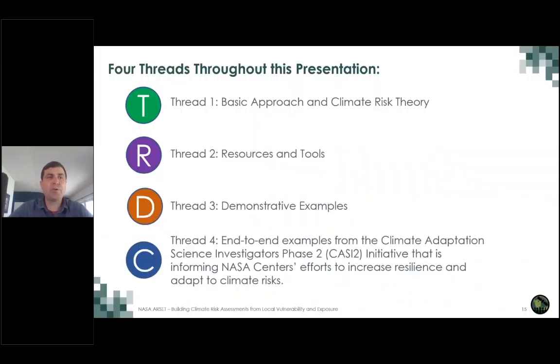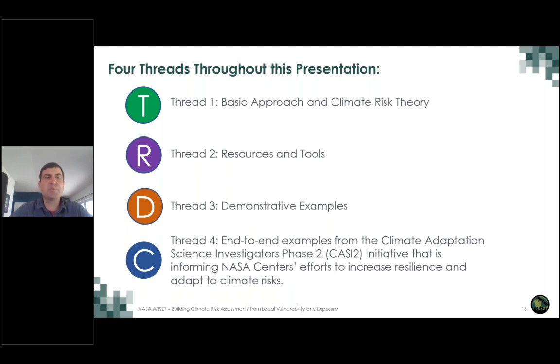Throughout this presentation, both part 1 and part 2, we will be presenting the material as organized along 4 different threads of information. We'll represent these with little symbols in the upper right of the slides. Where you see a green T, these are slides related to the first thread, which is the basic approach and climate risk theory that we will be using to inform adaptation planning. The purple R is a second thread related to resources and tools from NASA and partnering projects and agencies and groups that provides information that we can use for this assessment.